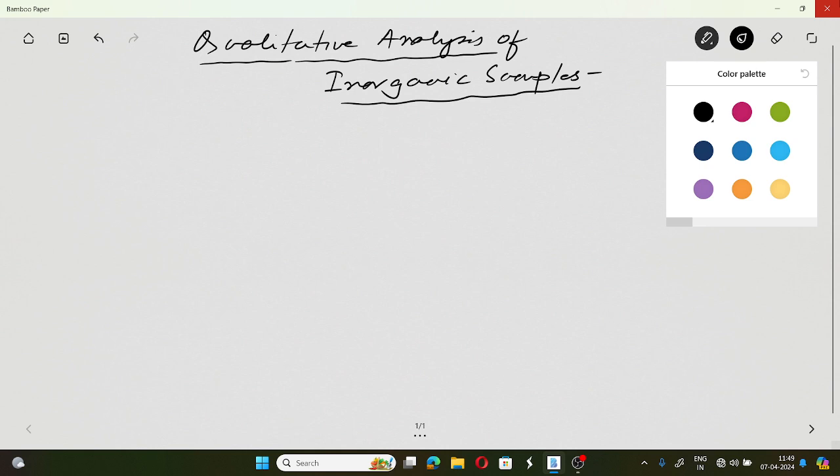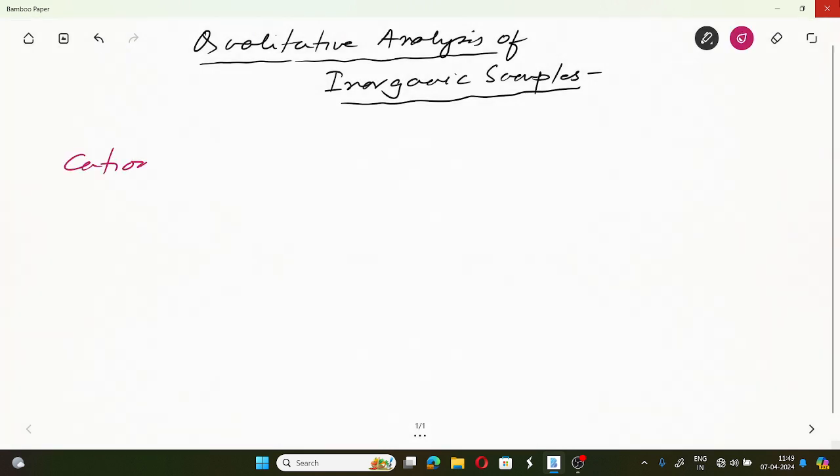Now, probably you already know that the cations are divided into several groups. What is the basis of this division? I'm coming to that. First, let me tell you the names of the cations. Group 1 cations, as you know, are Pb2+, Ag+, and Hg2 2+, if you remember. So these are the group 1 cations.